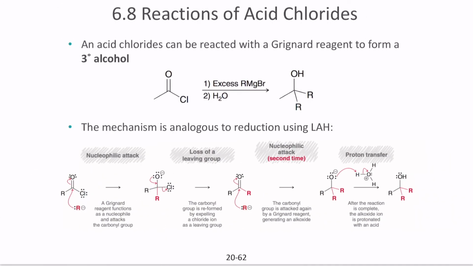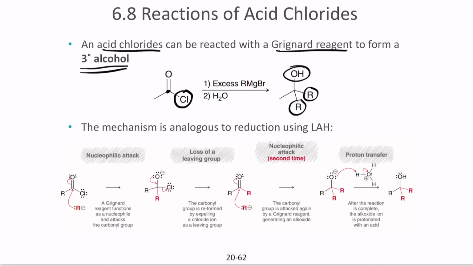The next one is an acid chloride reacting with a Grignard reagent. What happens when it reacts with a Grignard reagent is it creates a tertiary alcohol. Remember that when it undergoes reduction, it creates a primary alcohol. When you react it with a Grignard reagent, it becomes a tertiary alcohol. So what happens here is that in place of chlorine, you get two R groups that attach themselves to the carbonyl carbon and an OH group.